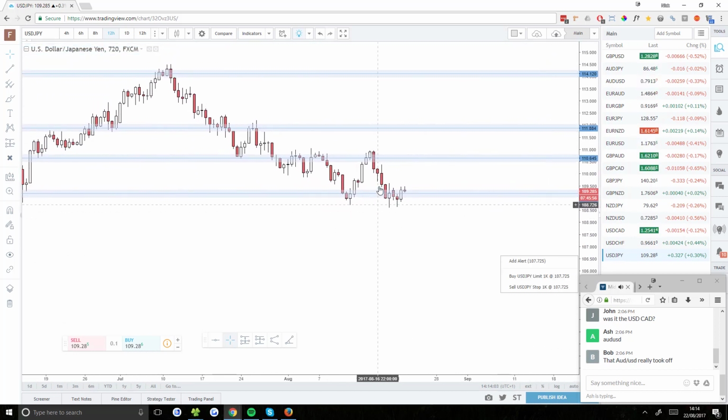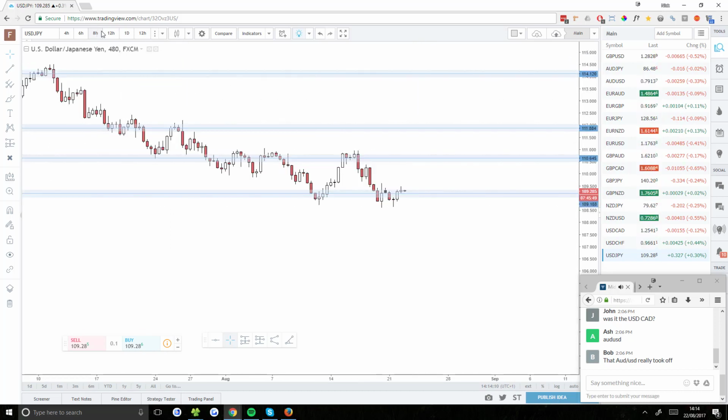On the 12-hour, it's already taken off. It's very messy. I don't want to trade it personally. All I'm saying is it's worth keeping an eye on, and we'll see how it develops on the daily.